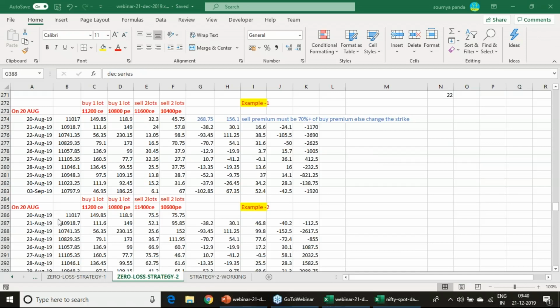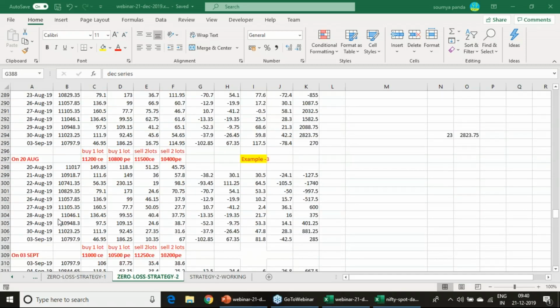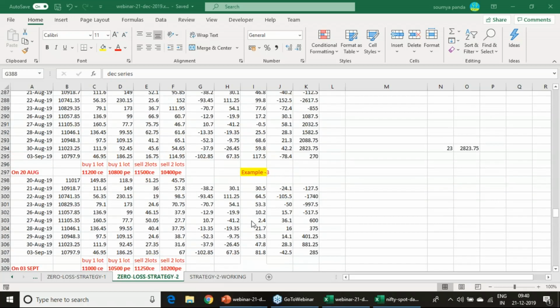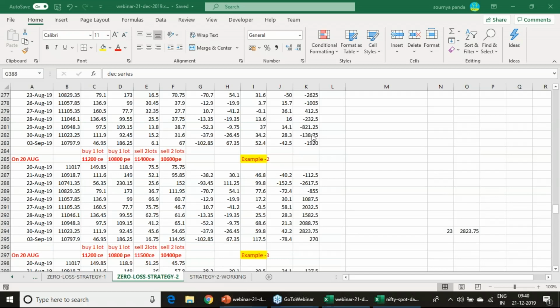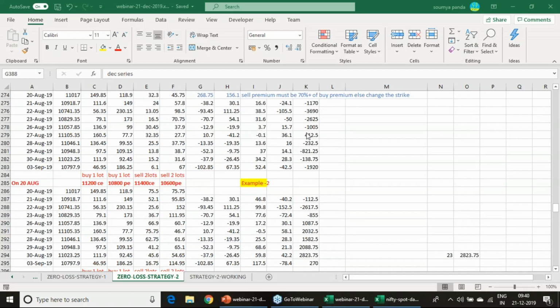For 20th August, I have created 3 alternatives just to show that if you do not follow the rules, in one case it will be a little zero loss, but it may not give you any profit. In another case, it won't give you any profit, rather it will give you loss. In the second case, if you follow the rules, you can get success. This is only for August that I have given you.